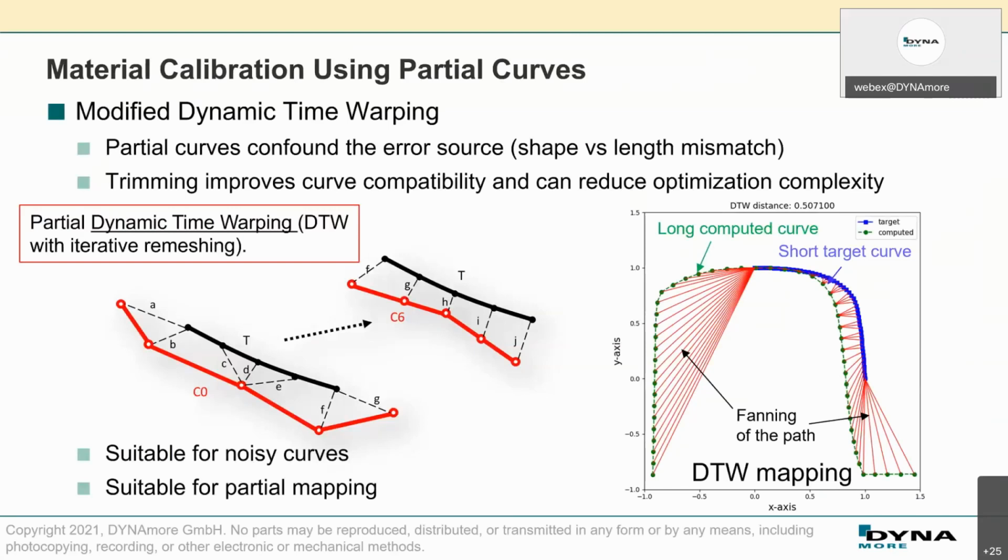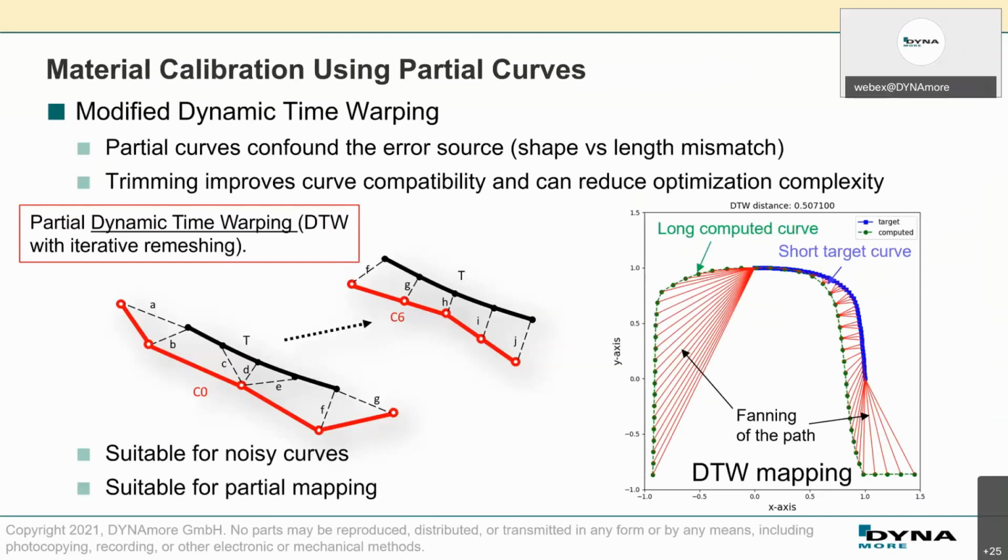So it might happen, if we do not have the same number of points on target and simulation curves, that we have a mapping of one point to multiple points or multiple points to one point. And the idea of the partial dynamic time warping is we look at the mapping, and if we realize that there are multiple points mapped to the first or the last point, then we just omit those points and get a shorter curve. And this is done iteratively until we have the same number of points for both the computed and the target curve.